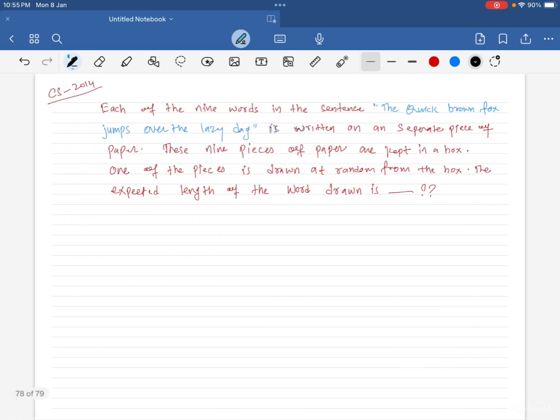Okay, so what we have been asked is that each of the 9 words in the sentence, "The quick brown fox jumps over the lazy dog", is written on a separate piece of paper. The 9 pieces of paper are kept in a box. One of the pieces is drawn at random from the box. The expected length of the word drawn is. First of all, you will have to see the length of each word, right?